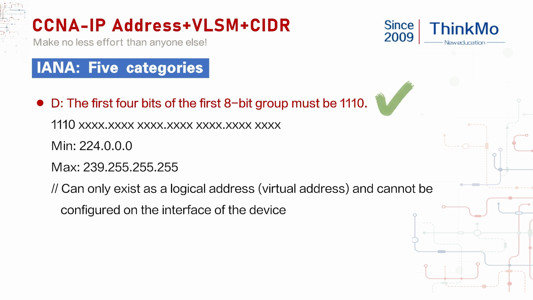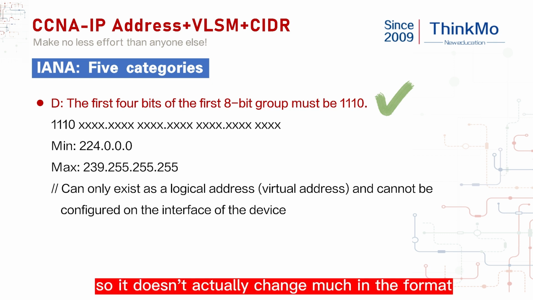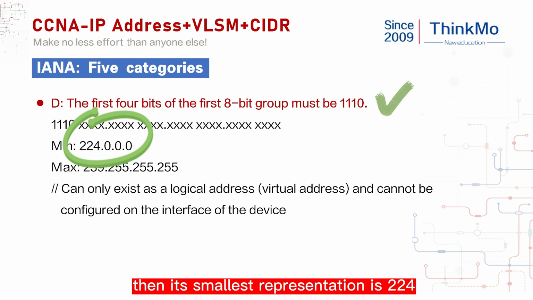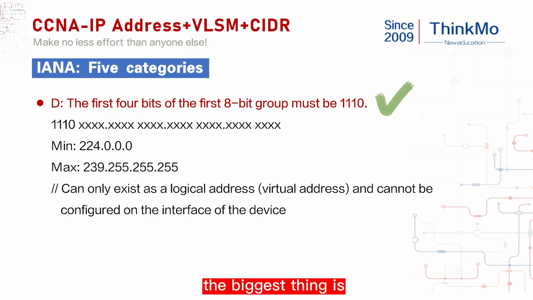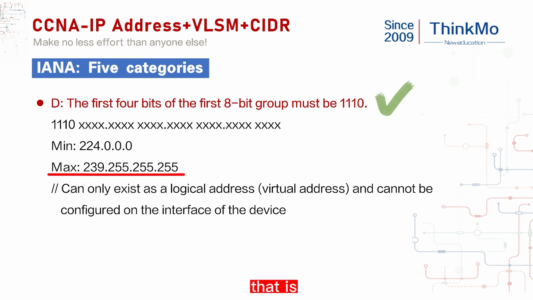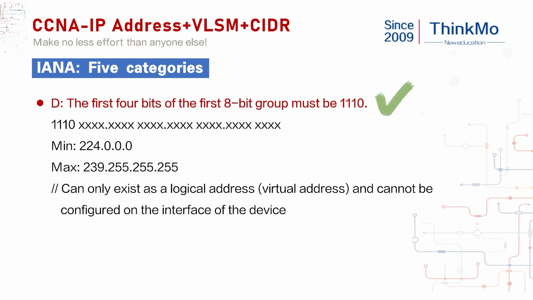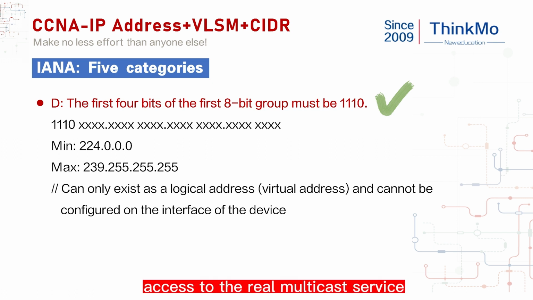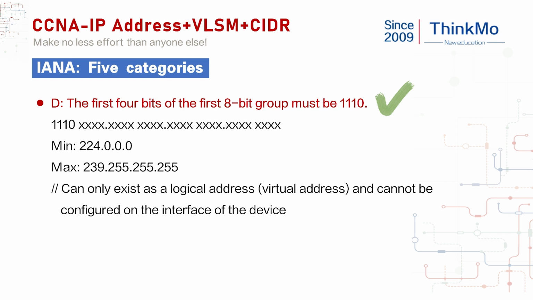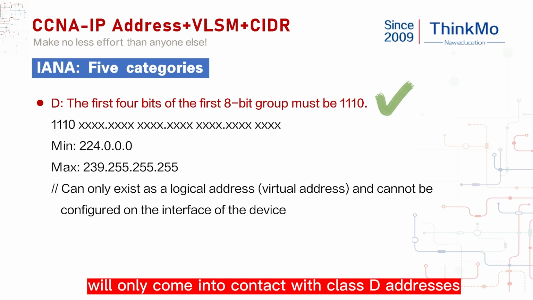Class D address. From the format it looks the same as the others, because it specifies the first 4 bits of the first octet must be 1110. So it doesn't actually change much in the format. Its smallest representation is 224. The biggest is when all bits except the first 4 are 1, which is 239. This is the range of Class D addresses. But only when you learn IE and access the real multicast service will you come into contact with Class D addresses.